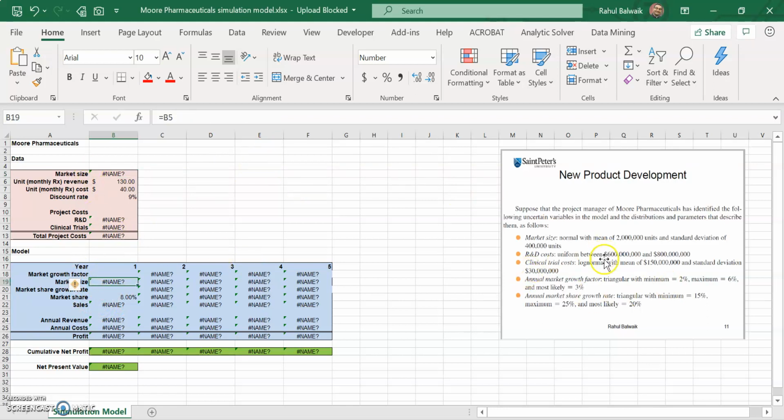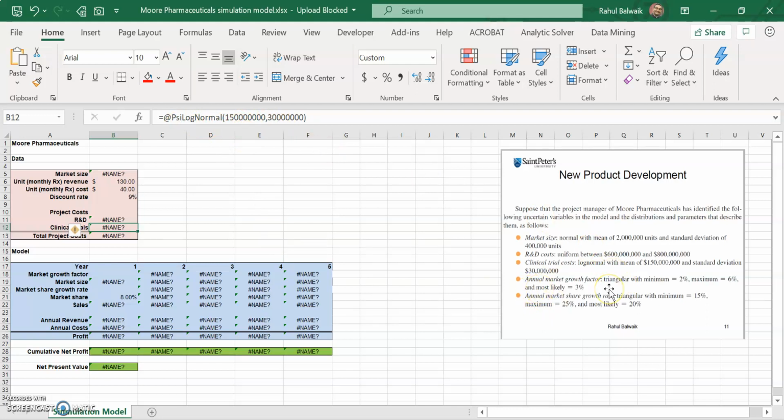Okay, the next thing that is considered is the research and development cost, which is considered to have a uniform distribution between a value of 600 million and 800 million. So uniform distribution of 600 million and 800 million. Clinical trial has a mean of 150 million and a standard deviation of 30 million, right? So you see here the clinical trials is a log normal distribution with these values.